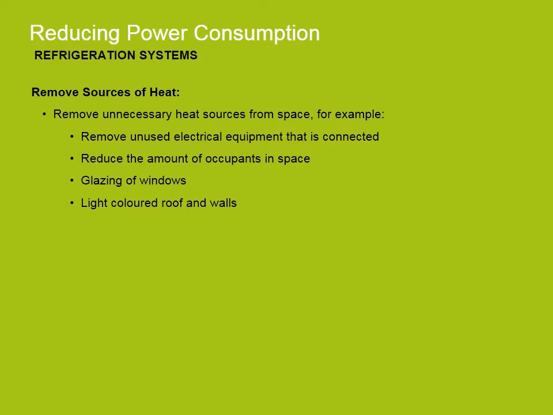Reducing or removing the sources of heat will also help in reducing power consumption. This can be achieved by removing unused or unnecessary electrical equipment that is connected, reducing the amount of occupants in the space, glazing windows to reduce the heat gain, and painting the roof, ceiling, and walls in a light reflective color.